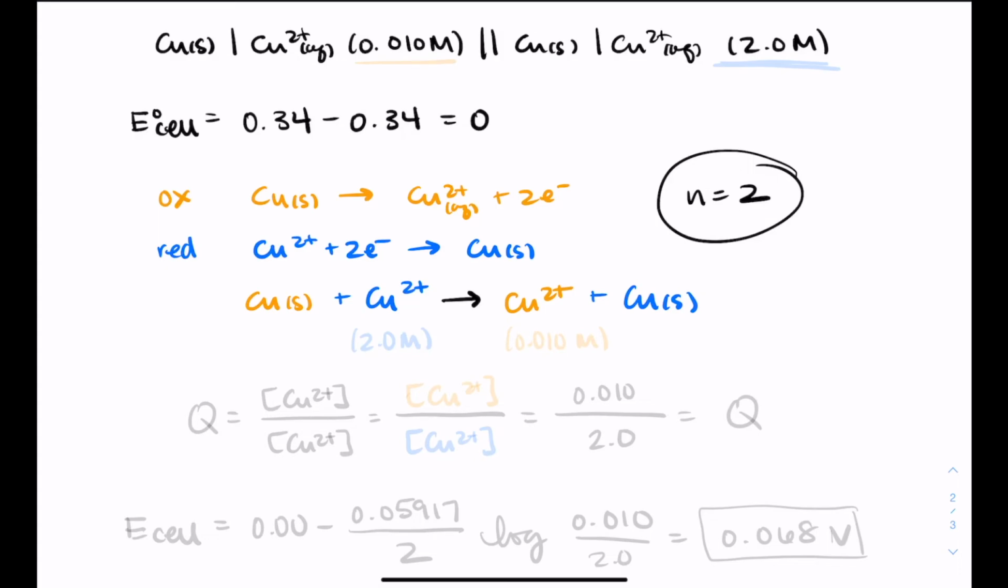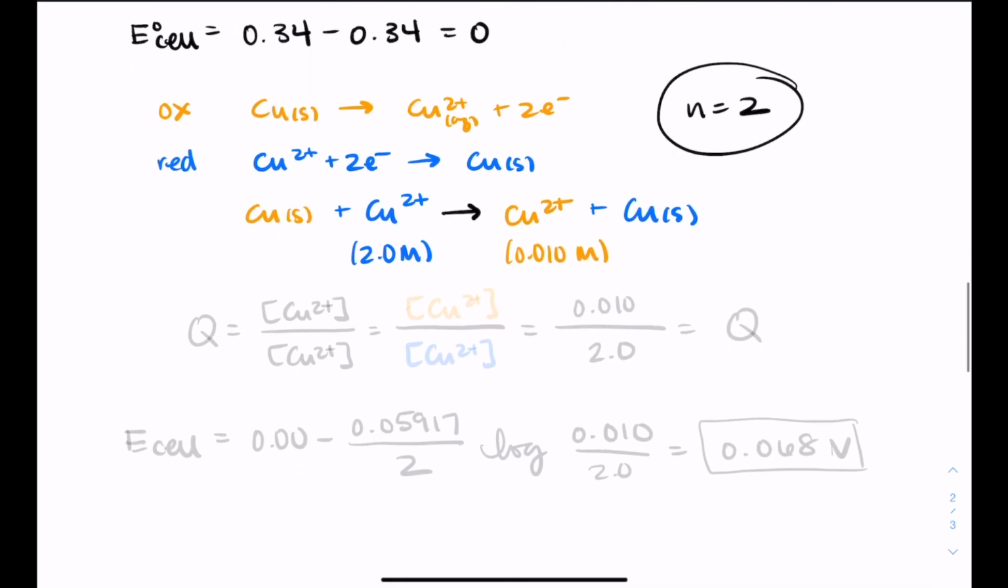So copper solid plus copper 2 plus. The copper solid is from the oxidation reaction. The copper 2 plus is from the reduction reaction. So the reactant copper 2 plus is the 2 molar concentration. This is turning into copper 2 plus from the oxidation half reaction, which has a concentration of 0.010, and solid copper in the reduction side. So also, this looks like it's set up right. I'm going to use up the high concentration copper, and I'm going to make copper on the side that's starting out with a lower concentration.